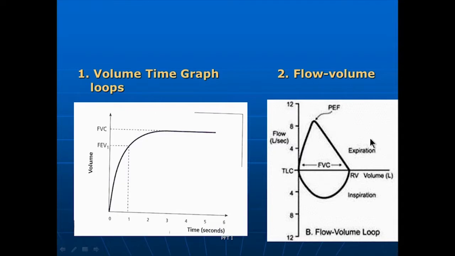And this one is a classic example of a normal flow volume loop. Again, inspire to total lung capacity, then blow it out as quickly as possible. So they get a lot of good flow out, and the flow continues to decrease with volume. So this is a classic pattern of a pulmonary function test.